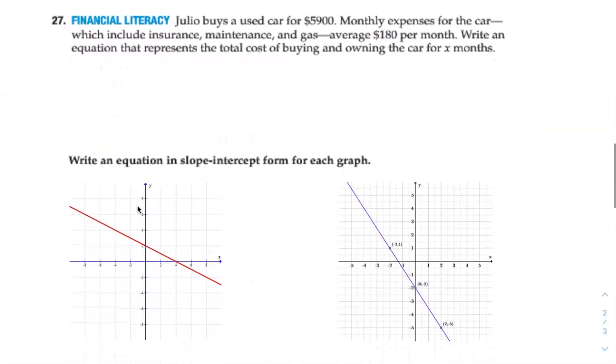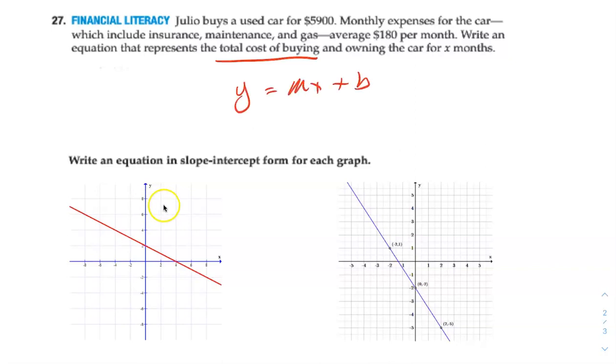Next one, Julio buys a car for $5,900. Monthly expenses for the car, which include insurance, maintenance, and gas, average $180 per month. Write an equation that represents the total cost of buying and owning a car. So they want to know the total cost of buying and owning a car. So I write an equation, right? y equals mx plus b.